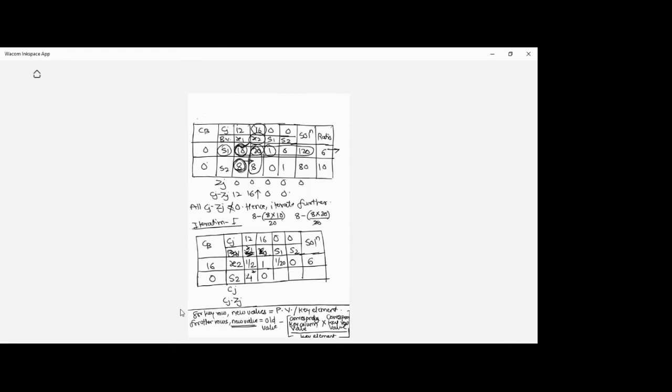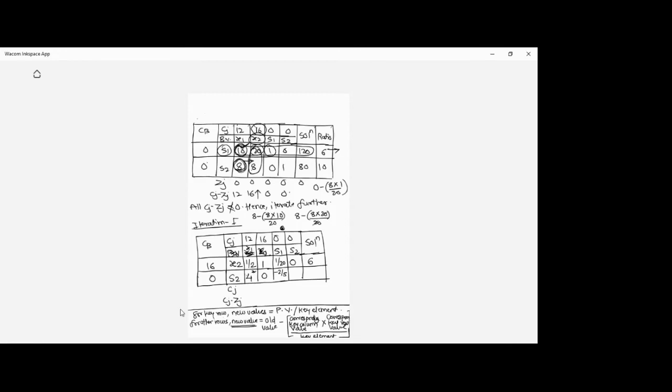If you move ahead and try to find out the new value for 0, it will be 0 minus the corresponding key column value, which is 8, the corresponding key row value, which is 1, and the key element value, which is 20. So it will be 8 by 20, minus 8 by 20. But minus 8 by 20 can be written as minus 2 by 5. So it will be minus 2 by 5, right?